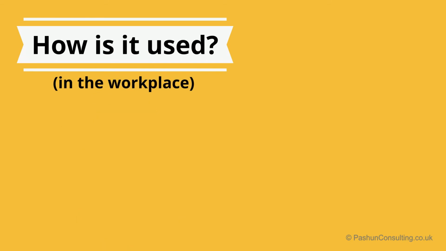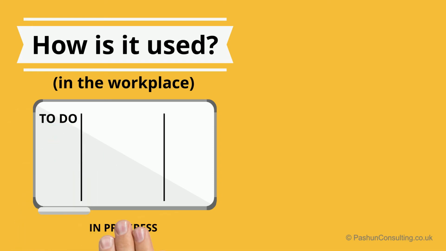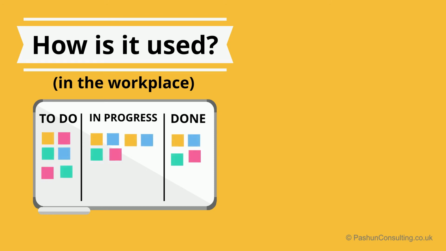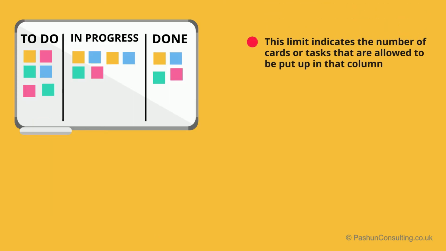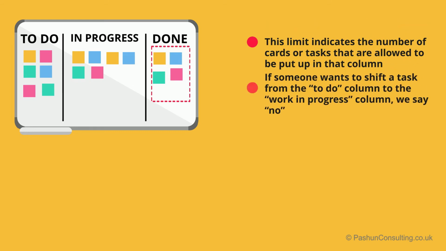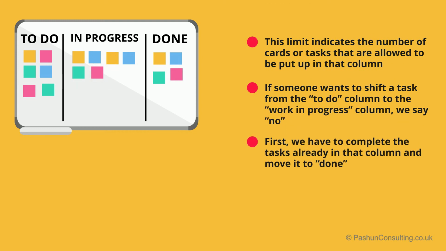How is it used? We have a whiteboard or progress board that shows 3 states: to do, in progress, and done. Under each of these categories, we have tasks assigned. Using Kanban, what we do is assign a work in progress limit. This limit indicates the number of cards or tasks that are allowed to be put up in that column. This way, if someone wants to shift a task from the to-do column to the work in progress column, we say no. First, we have to complete the tasks already in that column and move it to done, and then look at new to-do tasks.